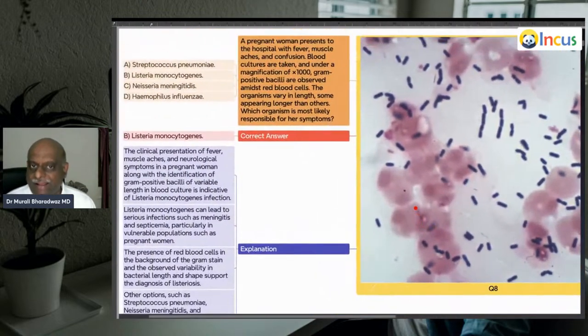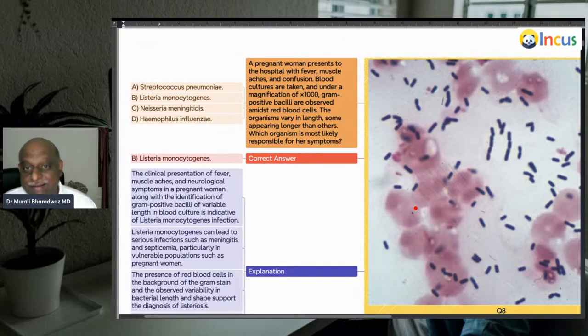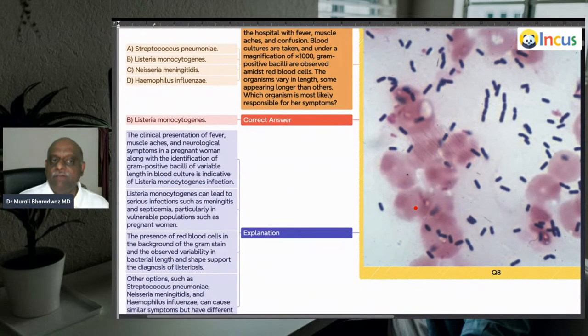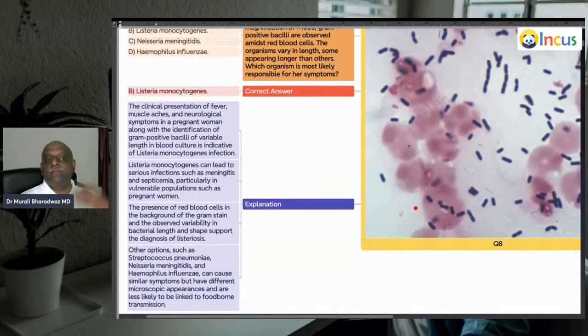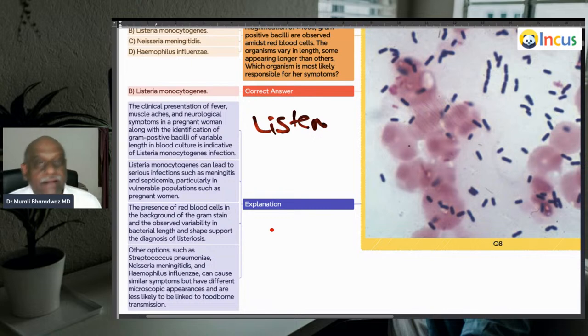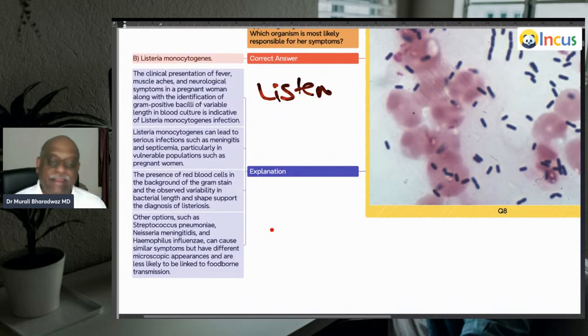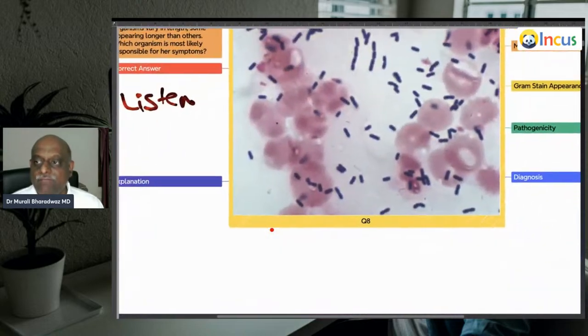Gram-positive bacilli are observed amidst RBCs. So what is this, doctor? Fever, muscle aches, and neurological symptoms in a pregnant woman, with gram-positive bacilli of variable length in blood culture, is indicative of what? Listeria monocytogenes. Typically, pregnant women are vulnerable. Meningitis and septicemia can occur, is what you need to remember of Listeria.